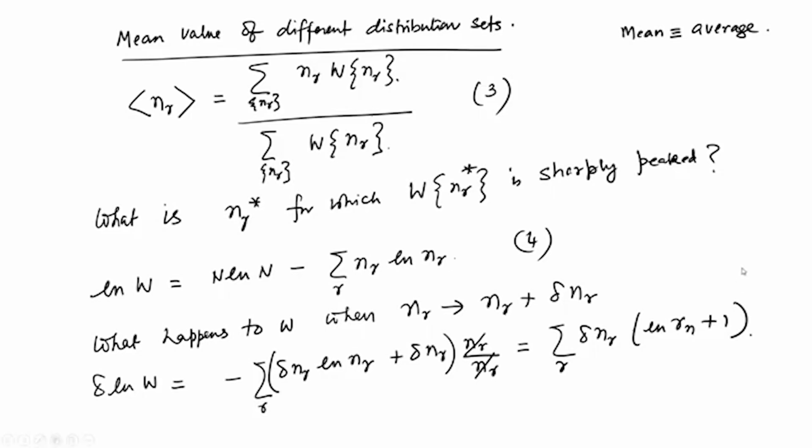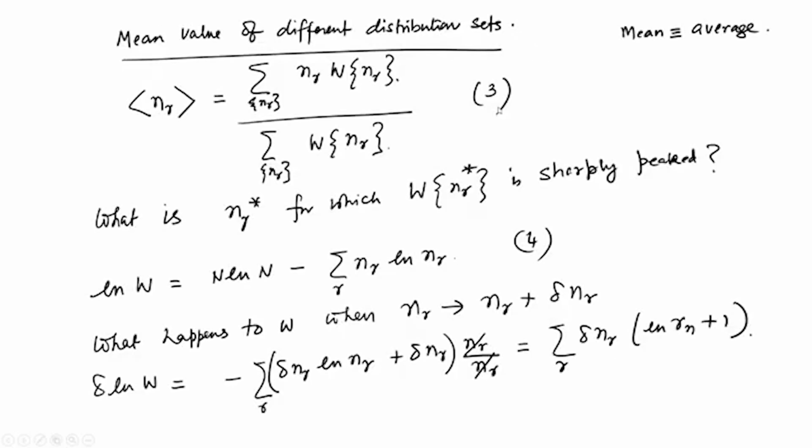Now, this is subject to the fact that the total number of particles is a constant, so delta NR should be equal to 0. Not only that, you should also have the sum of ER delta NR equal to 0, because of this small change in the number of particles that we consider. Because the total number of particles is constant, the total energy is constant. So this has to be in conformity with these two constraint conditions.